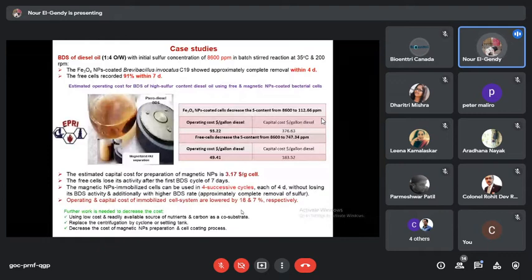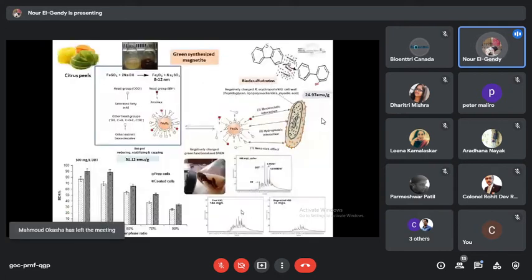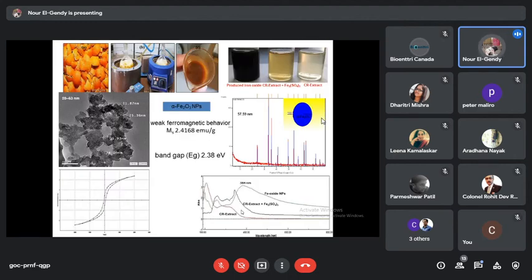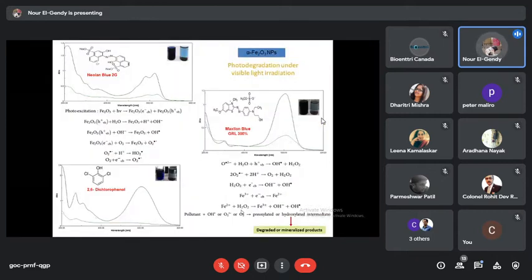So to increase the cost effectiveness of the process, we already worked on decreasing the cost of the biomass preparation and the cost of the magnetite preparation by applying the hot water extract of different types of citrus peels, and we have managed to reach approximately complete removal without applying the green synthesized nanomaterial, without losing the activity of the catalyst, our microorganism, and without affecting the hydrocarbon skeleton. We have also managed from citrus peels, by a very simple process, to produce hematite, which has a wide application in water treatment under visible light irradiation to degrade different types of dyes and chlorophenol.